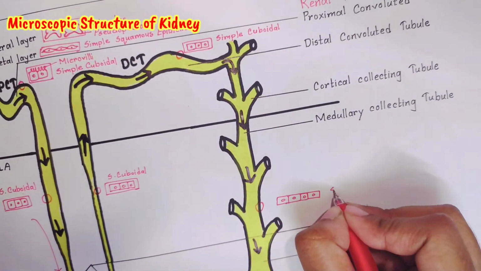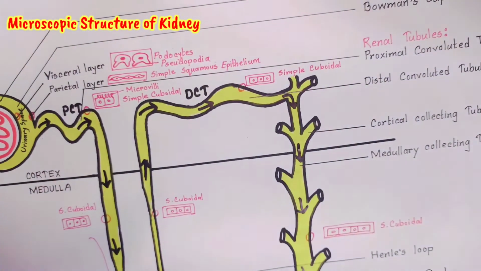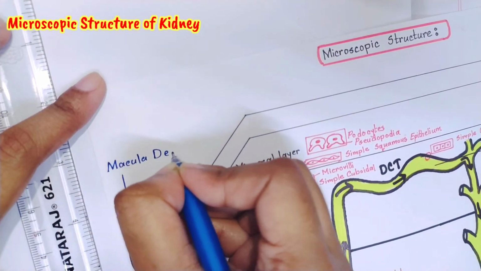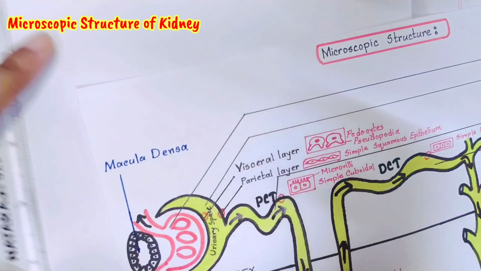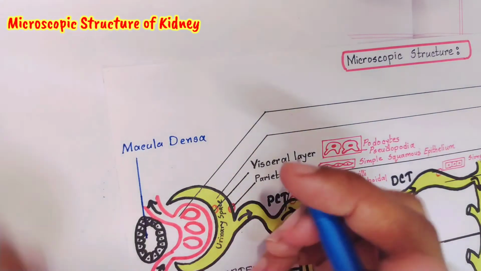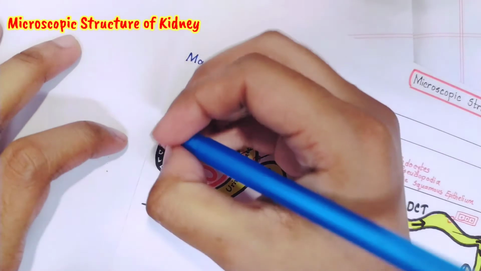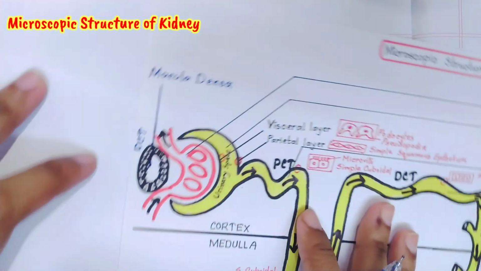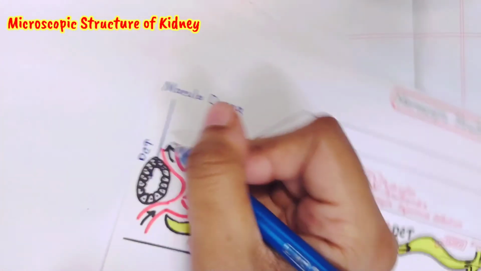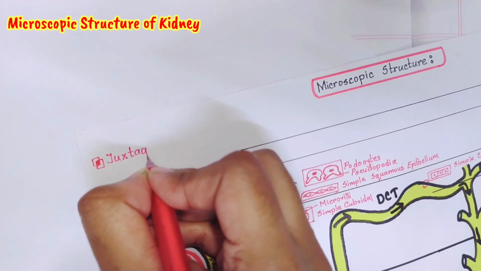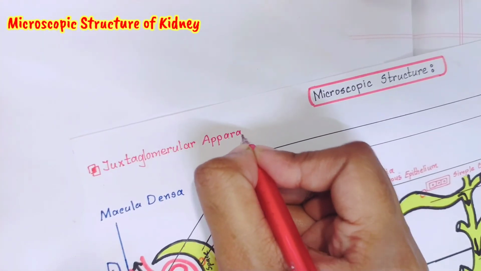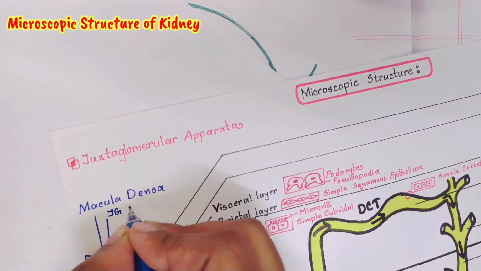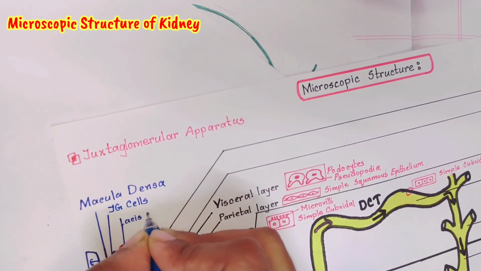At the end of the thick ascending limb is a short segment that has in its wall a plaque of specialized epithelial cells, known as the macula densa. The macula densa plays an important role in controlling nephron function. There are three types of specialized cells which are collectively known as the juxtaglomerular apparatus. These are juxtaglomerular cells, macula densa, and Lacis cells.